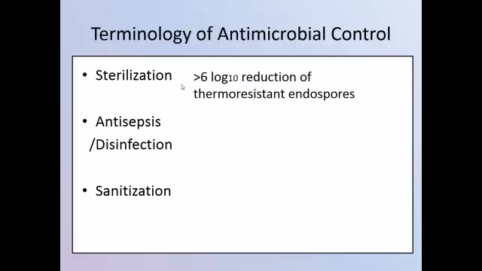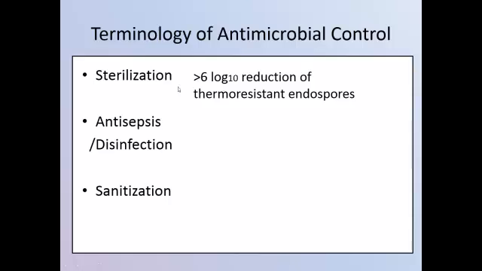So, the legal definition: if you want to get approval for a sterilization procedure or a sterilization chemical, you have to show that this procedure or product produces at least a 6-log reduction of thermoresistant endospores. So what does that mean? Remember, endospores are a resistant resting stage of a bacterium, and thermoresistant endospores are from thermophiles. So they're going to be extra resistant to heat than your average endospore.